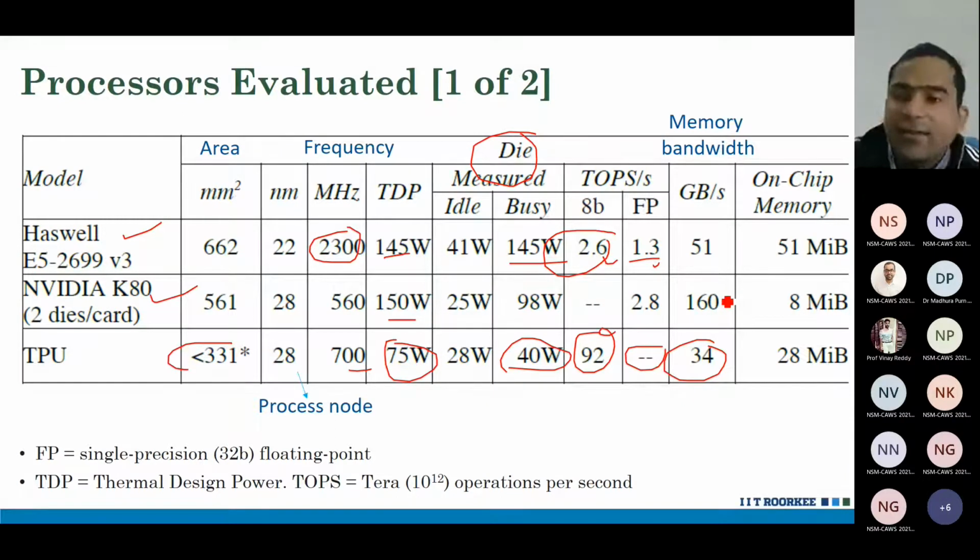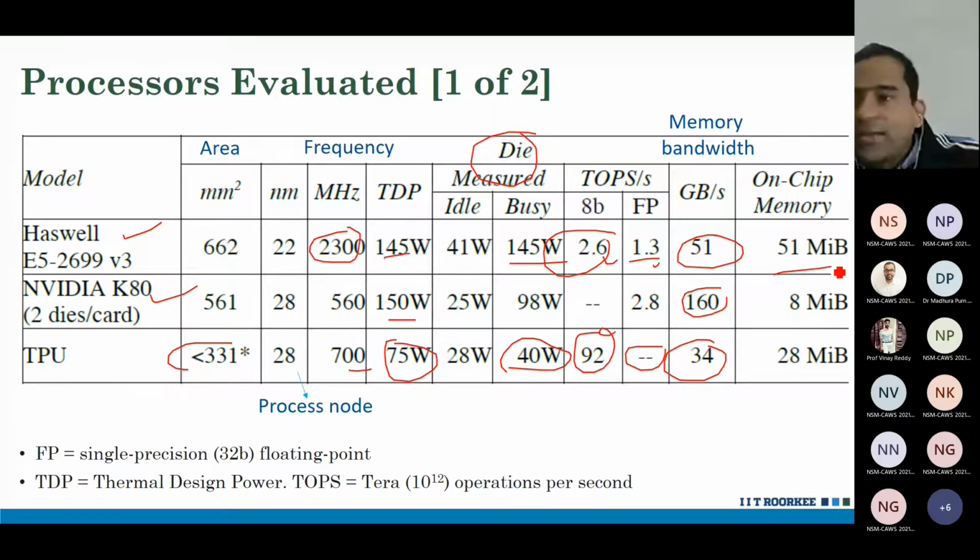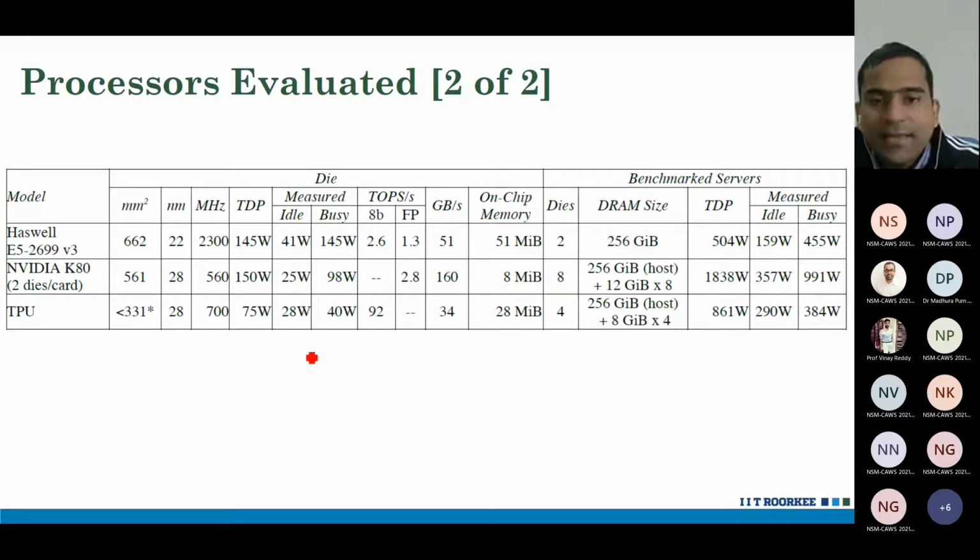So GPU uses high bandwidth memory such as GDDR, that's why it has high bandwidth. CPU does not use high bandwidth memories, that's another bottleneck. And on-chip memory: CPUs use a lot of L1 cache, L2 cache, and so on, whereas the K80 here doesn't have a lot of on-chip memory. And here it has 28 megabytes of memory. The same thing is now extended to servers. At the server level, we have multiple dies, which has a much higher total TDP.